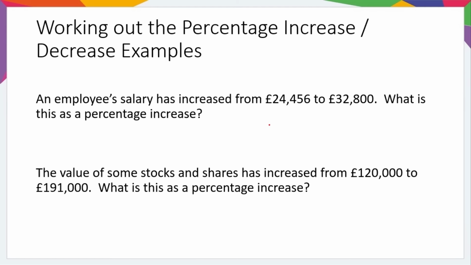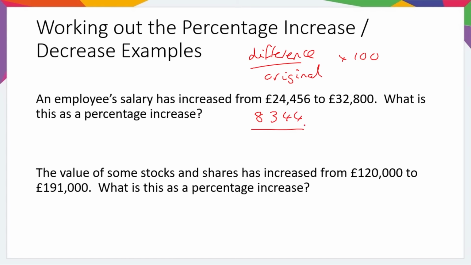So these are some slightly harder questions where I'd say you definitely need to use a calculator. So remember the formula, which is the difference divided by the original value multiplied by 100. So what is the difference between 32,800 and 24,456? That is a difference of 8344.